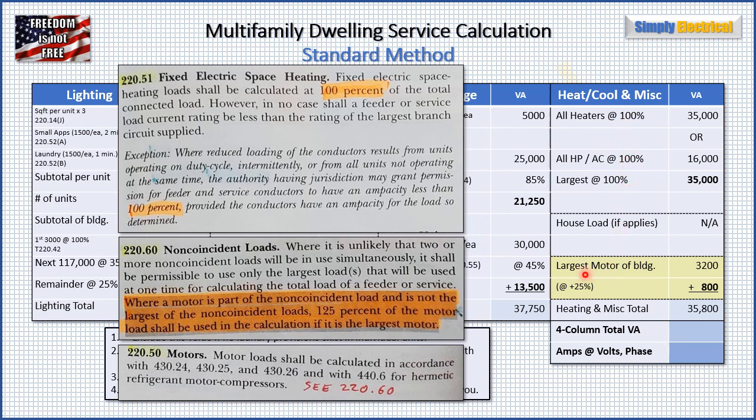So in figuring the largest motor of the building, we've taken one of the heat pumps, which is 3,200. We've taken 25% of that, which is 800, and we've added it to our 35,000. And that gives us 35,800 for our heating and miscellaneous total.